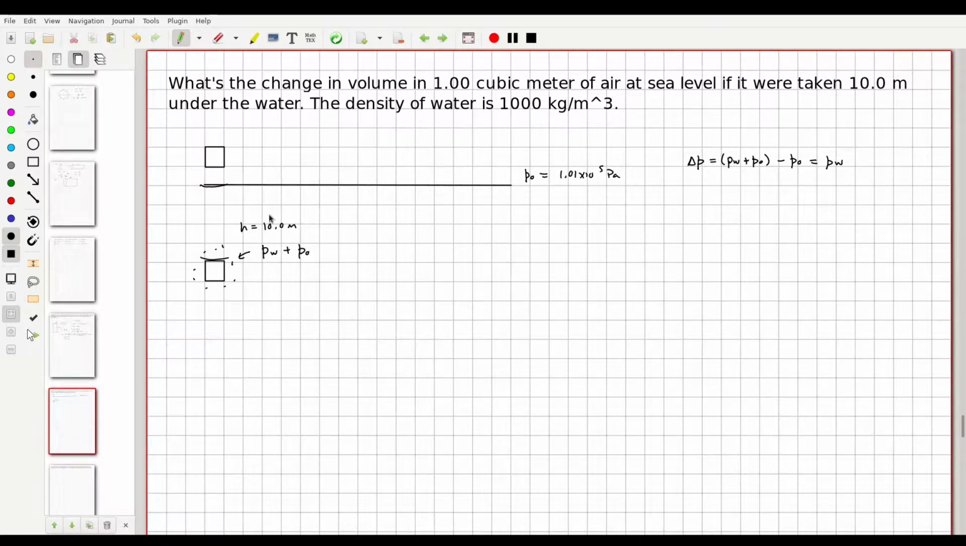Now, so we know the density of our water. The density of our water here is 1,000 kilograms per cubic meter. We know the volume of our air at sea level. V naught here is 1.00 cubic meters of air.